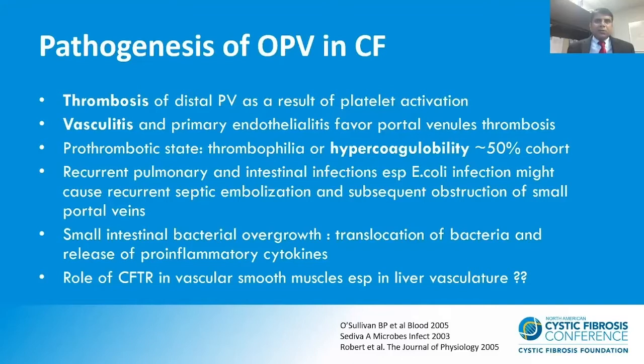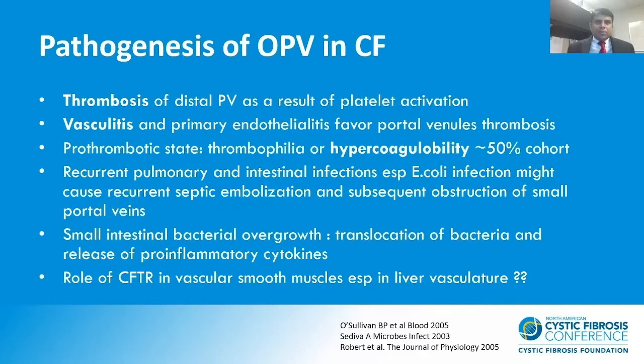In a recent study involving more than 100 patients with CF, thrombophilia abnormalities or hypercoagulability were found in 50% of the cohort. Repeated pulmonary and intestinal infections, especially with E. coli, might cause recurrent septic embolization and subsequent obstruction of small portal veins. In fact, there are animal models where they inject E. coli into the portal vein repeatedly to create non-cirrhotic portal hypertension.